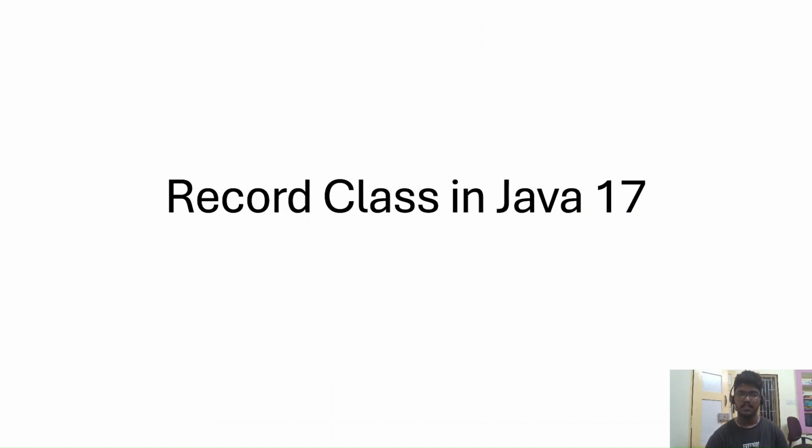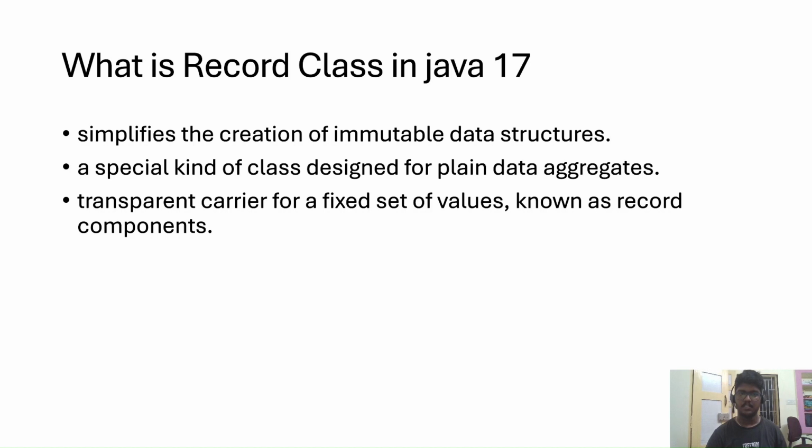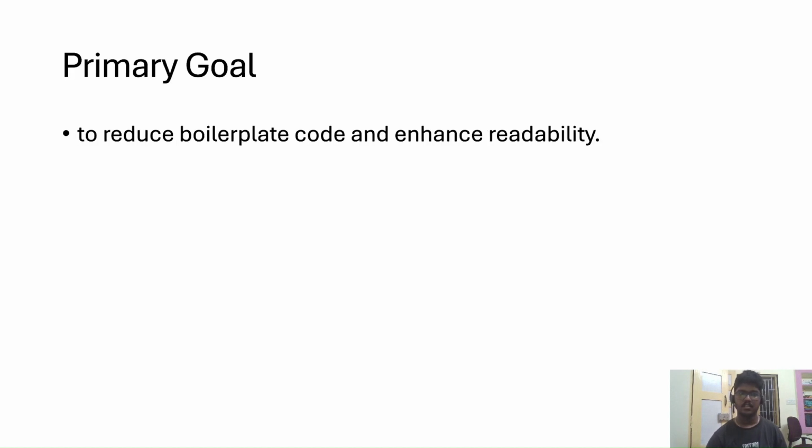In this video, we will see what is a record class in Java 17. Record classes simplify the creation of immutable data structures. It is a special kind of class designed for plain data aggregates. It is a transparent carrier for a fixed set of values known as record components. The primary goal of a record class is to reduce the boilerplate code and enhance readability.